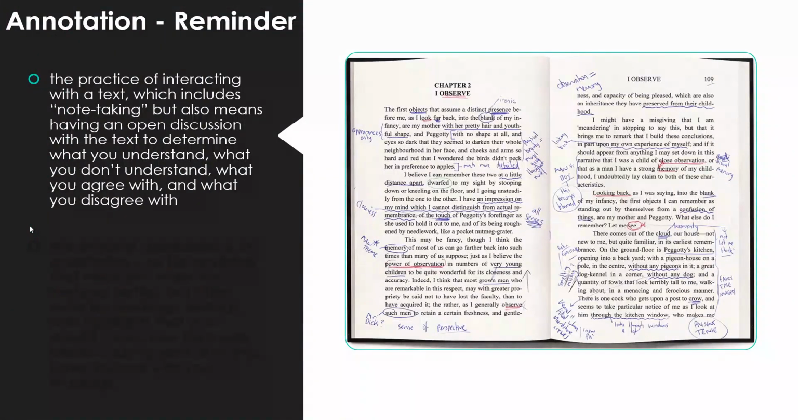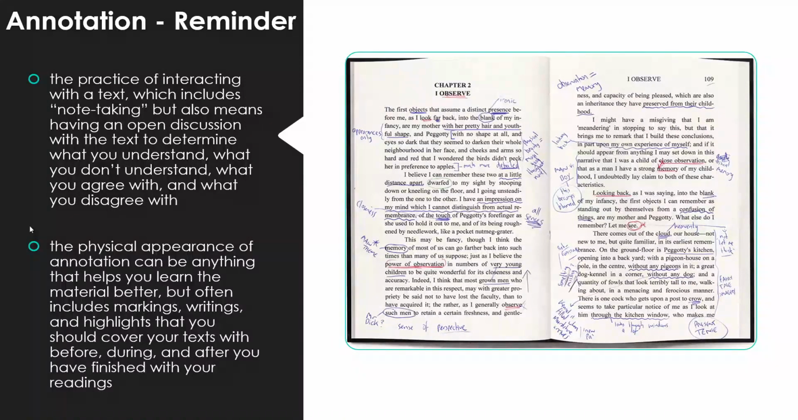As a brief reminder, annotation is the practice of interacting with the text, which includes note-taking, but also means having an open discussion with the text to determine what you understand, what you don't understand, what you agree with, and what you disagree with. The physical appearance of annotation can be anything that helps you learn the material better, but often includes markings, writings, and highlights that you should cover your text with before, during, and after you have finished with your readings.